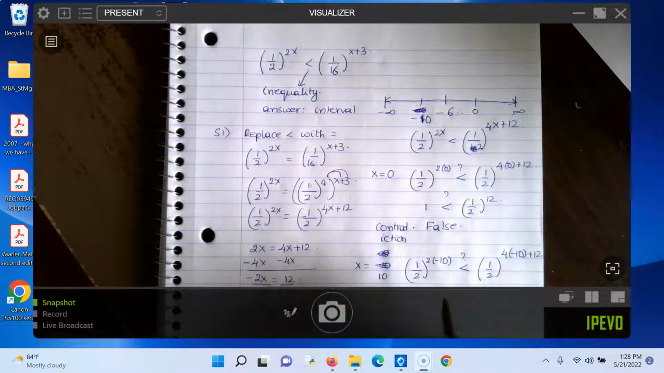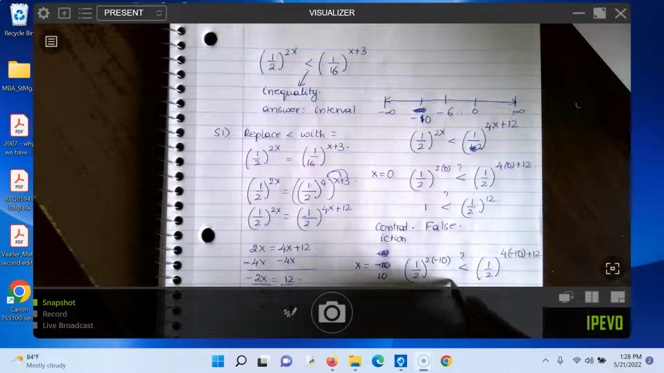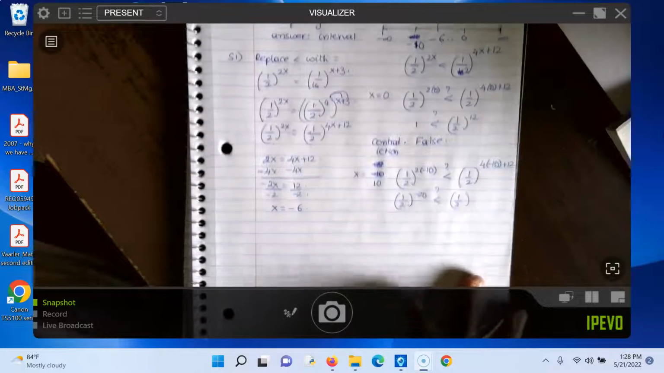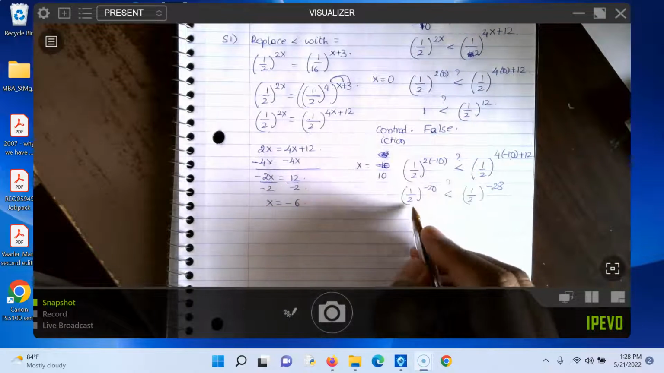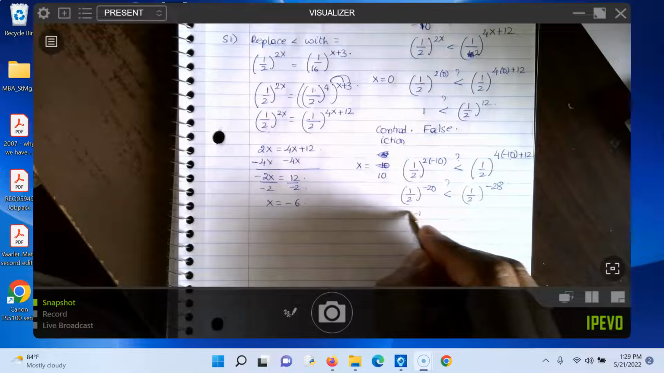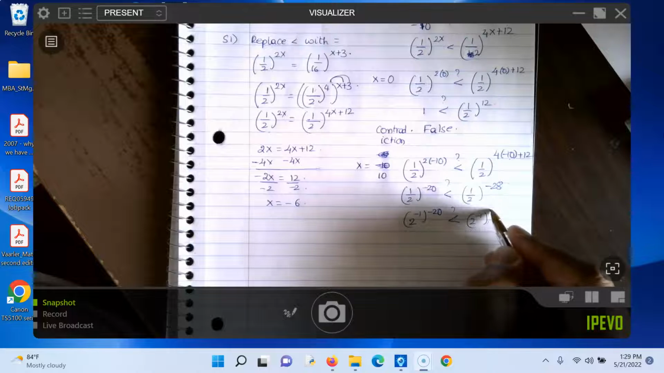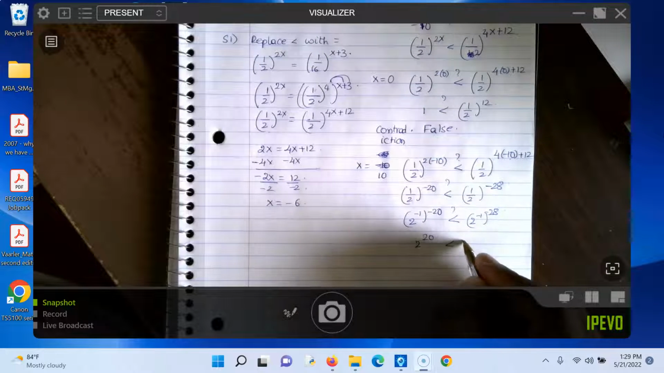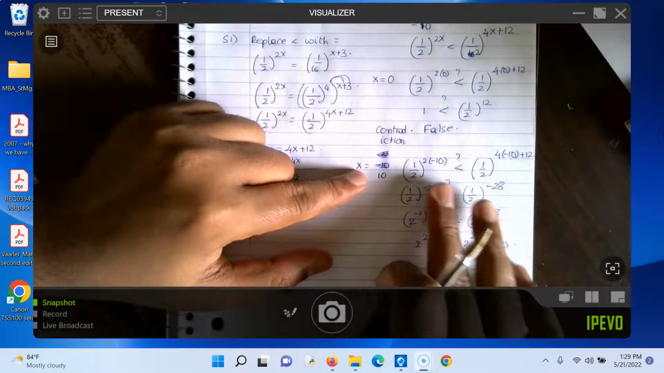Okay, so you get 1/2 to the negative 20. The question is, is it less than 1/2 to the 4 times negative 10 plus 12? 4 times negative 10 is negative 40, and negative 40 plus 12 is negative 28. So when I write it as 2 to the negative 1, to the negative 20, the question is, is it less than 2 to the negative 1, to the negative 28? Then you get 2 to the 20. Is it less than 2 to the 28? The answer is yes. So x equals negative 10 satisfies this inequality.